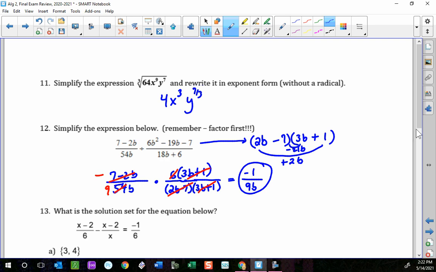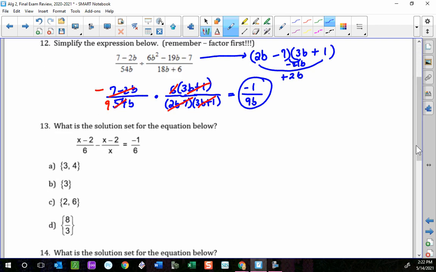Alright, number 13. 13, remember I kind of look for a common denominator. Now, you know, multiple choice, you could go and plug these numbers in for all the x's and see if you get it equal to negative 1/6. But I'm going to do it the mathematical way, like solving, but you can always very well do that. But if 3 worked, you'd want to check 4 as well. So anyway, and any of these other ones.